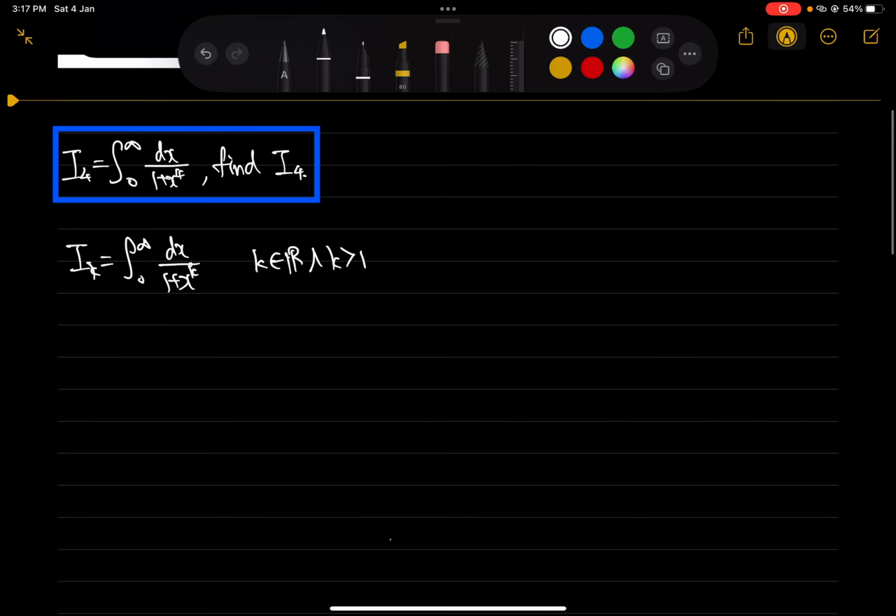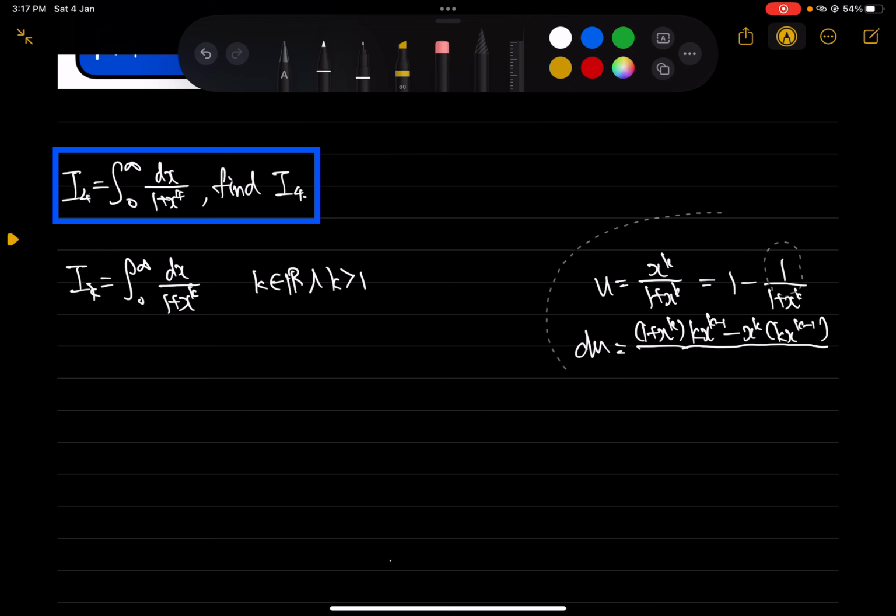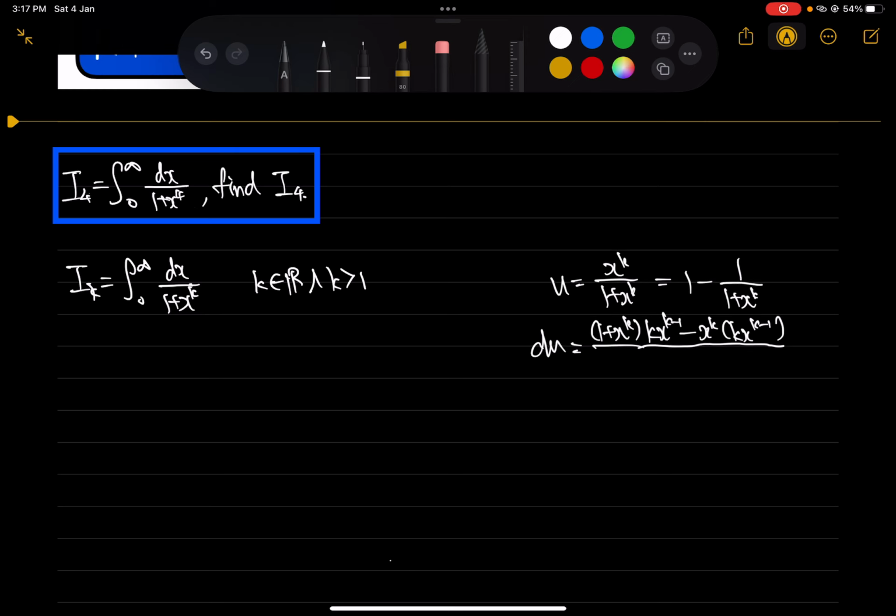So let's set u equal to x^k over 1 plus x^k. Well, this one is also 1 minus this baby. And this thing right here is this, just saying. du is equal to [(1 plus x^k) k x^(k-1) minus x^k k x^(k-1)] over (1 plus x^k) squared dx. Whoops, that was not enough space, so let's move that over.